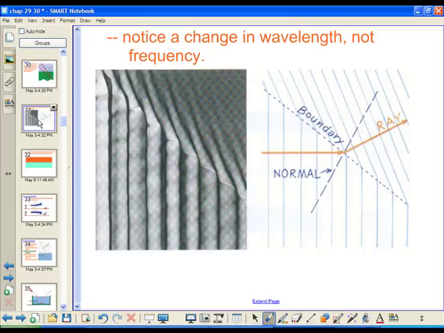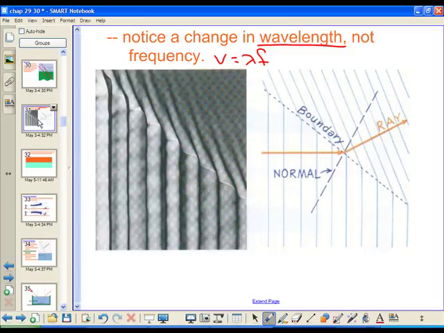Now notice the change in wavelength. This change in speed is because of a change in wavelength. It's the wavelength that changes our speed. Keep in mind, for any wave, velocity equals lambda f. Back when we were talking about the Doppler effect, remember we said the velocity doesn't change. But with refraction, velocity does change, and it's the wavelength. Wavelength goes up, velocity goes up. Wavelength goes down, velocity goes down. But frequency remains constant. Frequency never changes. It's the wavelength and speed that change.